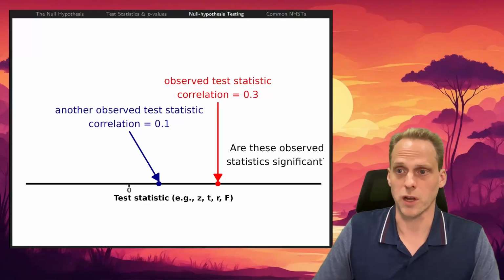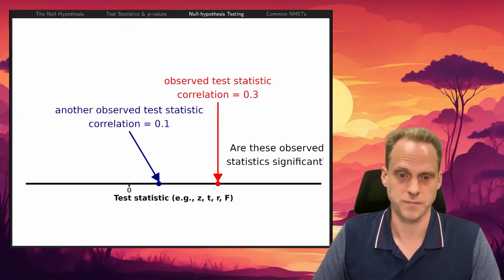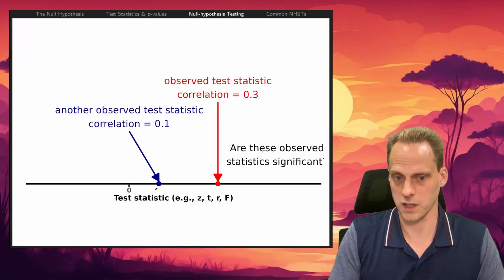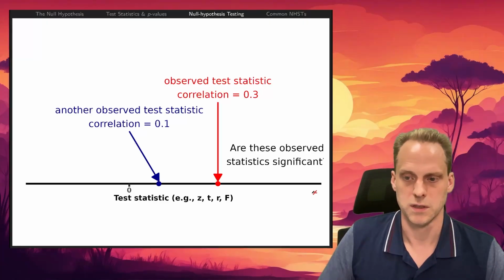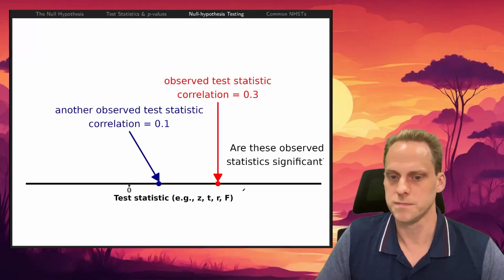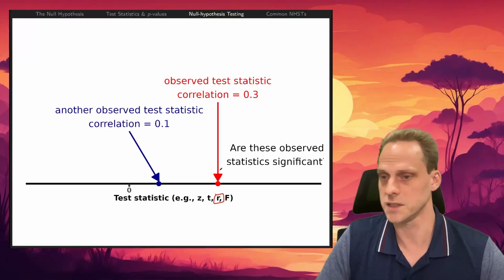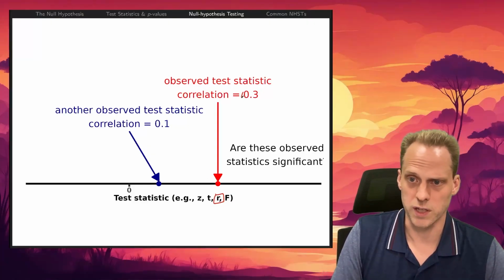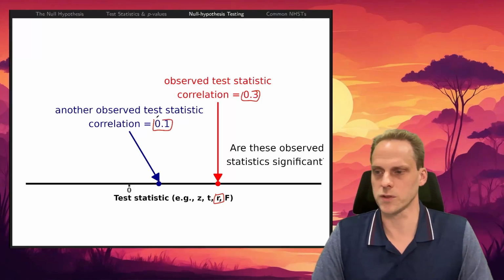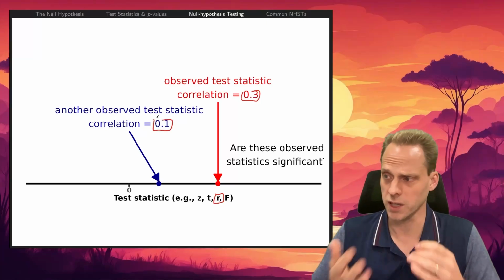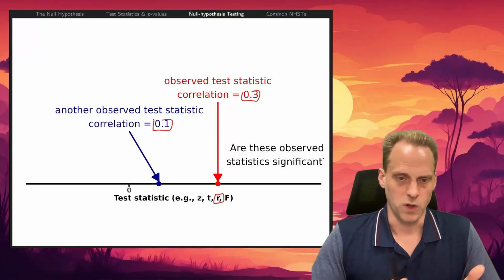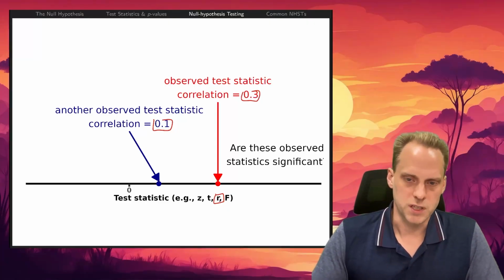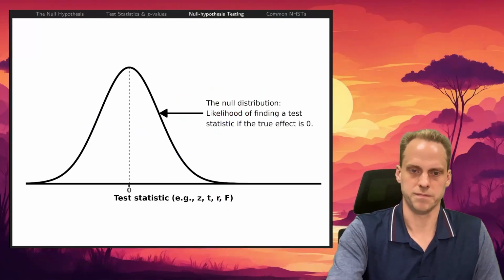All right, so let's look at the logic of null hypothesis testing. Let's say here we have a scale. The x-axis, in this case, is a correlation, R. And let's say we observe two different tests, one where the correlation is 0.3 and one where the correlation is 0.1. So are these significant or not? We find a correlation in the sample. We know it's not going to be 0 because it's a sample, but is it near 0 enough?